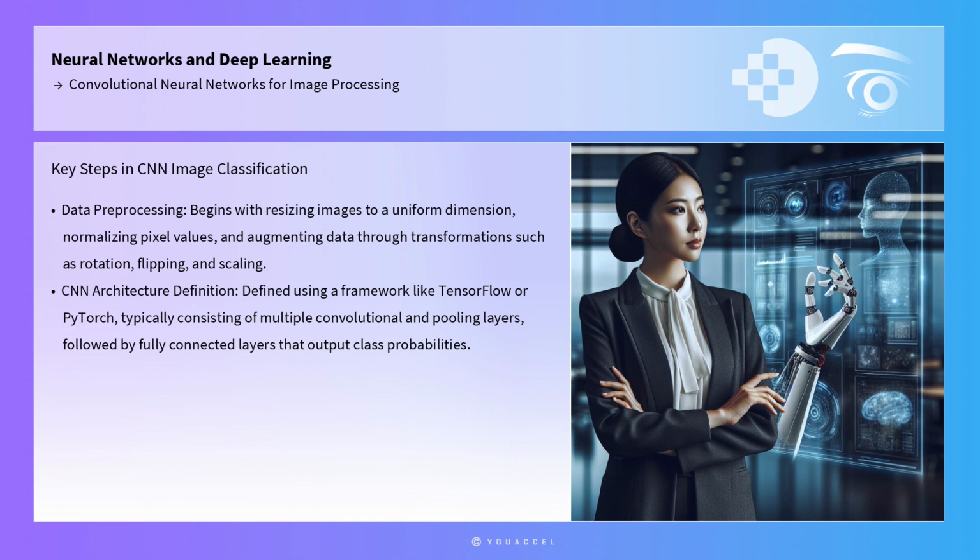A step-by-step application of CNNs in image classification begins with data preprocessing, which is a crucial step to ensure the quality of input data. This involves resizing images to a uniform dimension, normalizing pixel values, and augmenting data through transformations such as rotation, flipping, and scaling to artificially expand the dataset and improve model generalization. Once the data is preprocessed, a CNN architecture is defined using a framework like TensorFlow or PyTorch. The architecture typically consists of multiple convolutional and pooling layers, followed by one or more fully connected layers that output class probabilities.